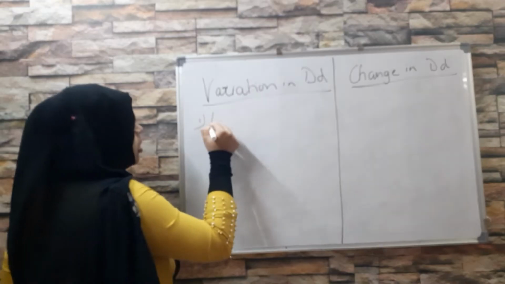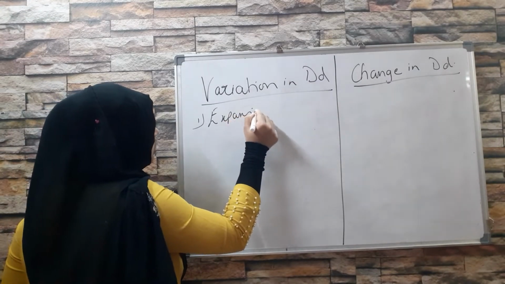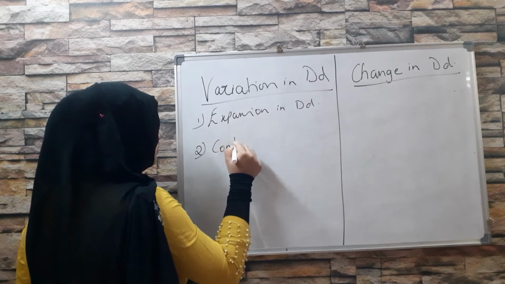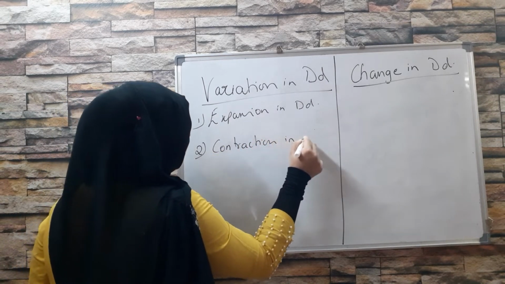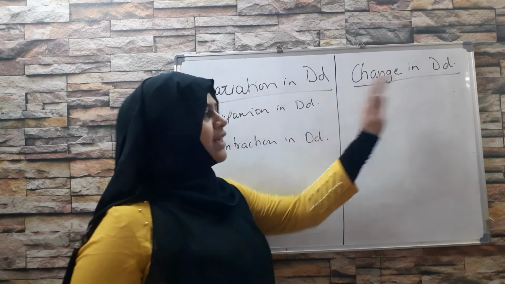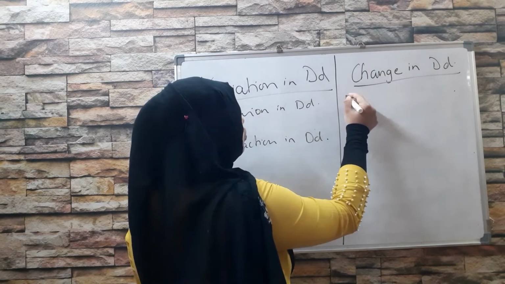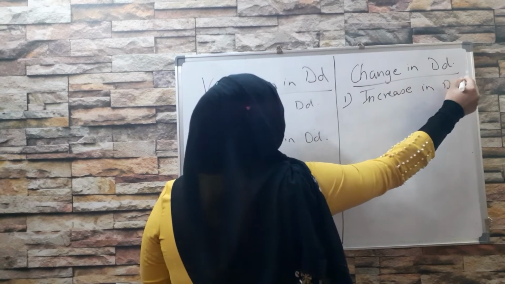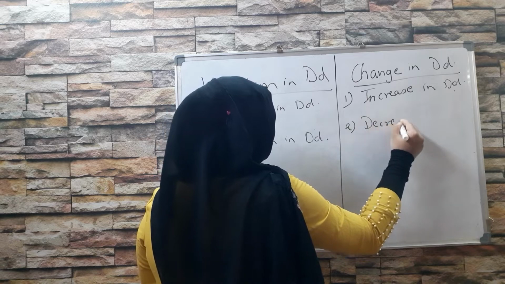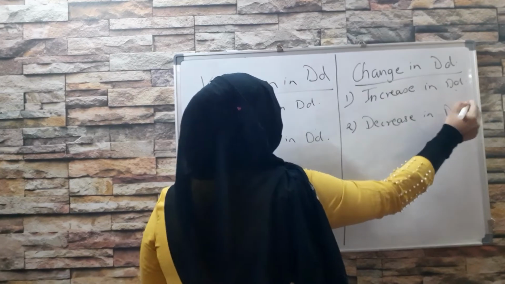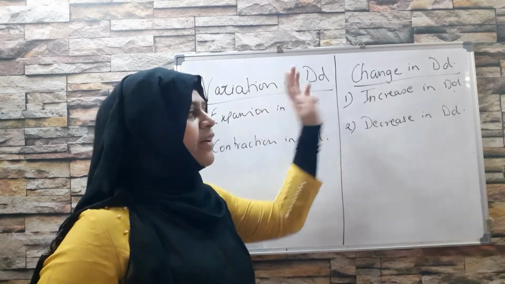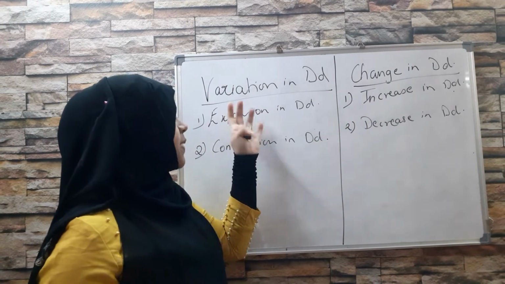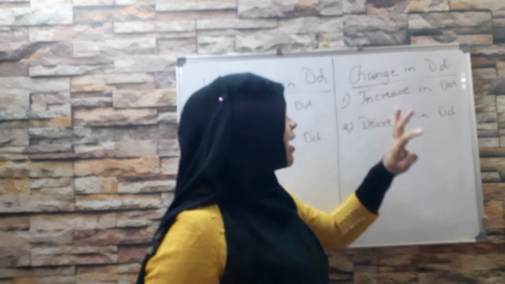When you come to variation, you have expansion in demand, and another thing that you have is contraction in demand. When you come to the other section, the change in demand, again you have two types. The first one is increase in demand, and the next one is decrease in demand. Two things given on page number 23 and 24 have two types each. Expansion, also known as extension, contraction, increase and decrease in demand.